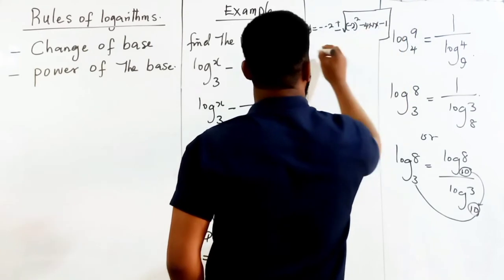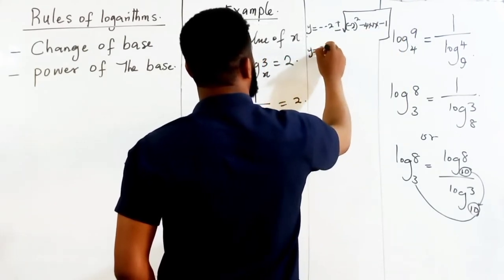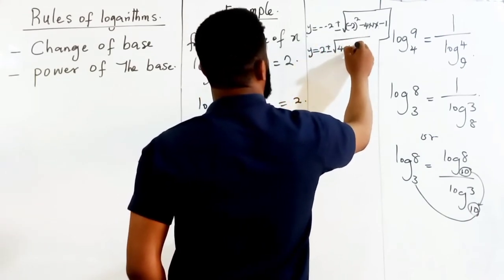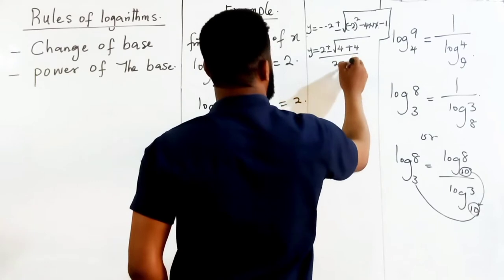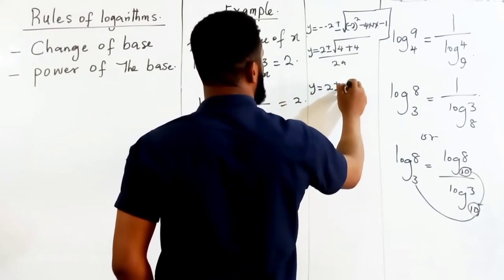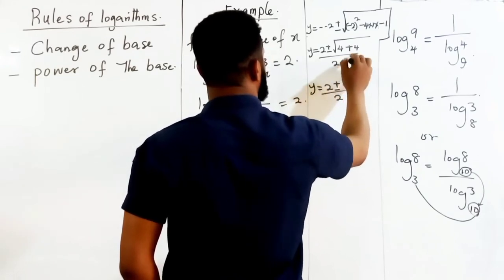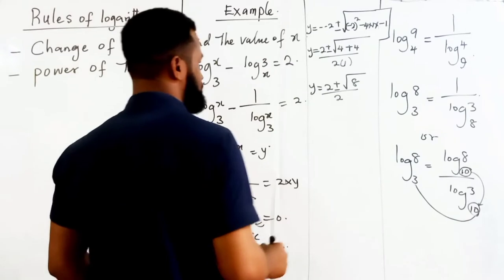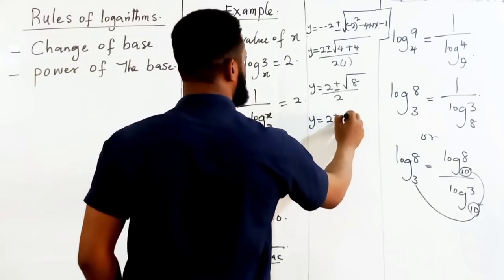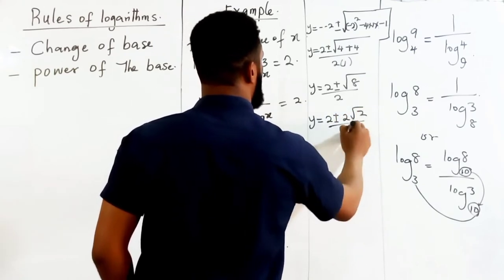Minus 1. So I have y equal to 2 plus or minus square root of 4 plus 4 all over 2a. y is going to be 2 plus or minus square root of 8 all over 2. So y is going to be 2 plus or minus 2 root 2 all over 2.